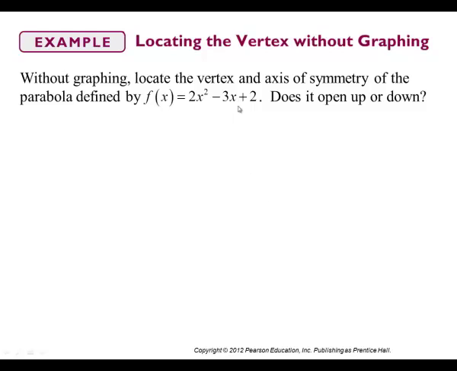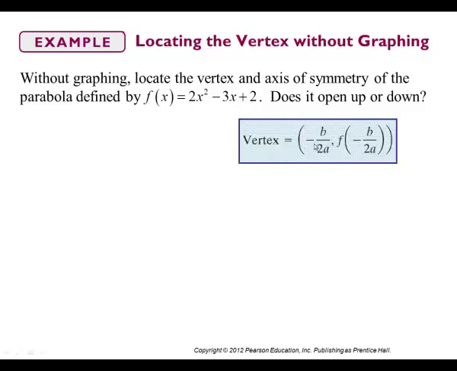So here we have our equation, 2x squared minus 3x plus 2. First of all, does it open up or down? You always look at the leading term, the term that has the x squared in it. If it's positive, it opens up. If this leading term is negative, it opens down. So this one opens up.